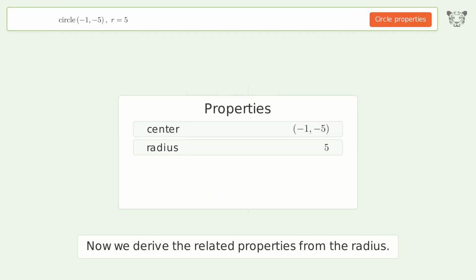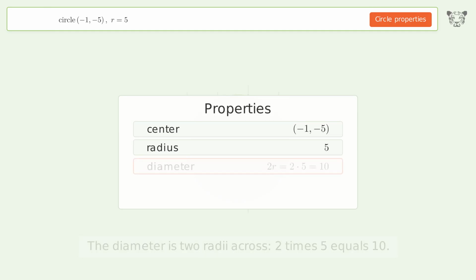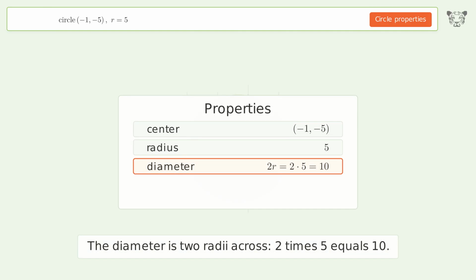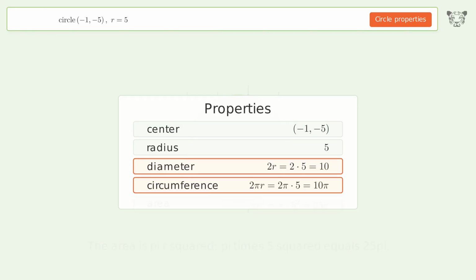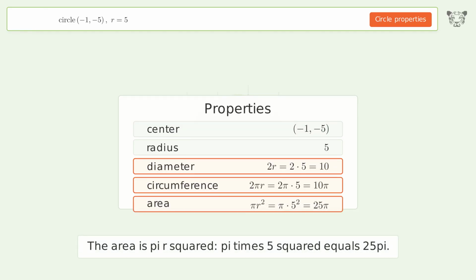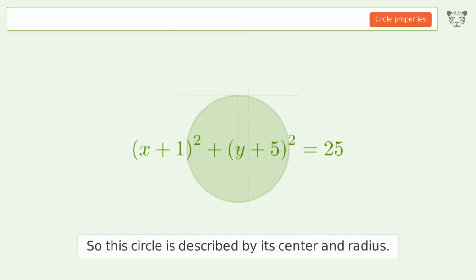Now we derive the related properties from the radius. The diameter is 2 radii across, 2 times 5 equals 10. The circumference is 2 pi r, 2 times pi times 5 equals 10 pi. The area is pi r squared, pi times 5 squared equals 25 pi. So this circle is described by its center and radius.